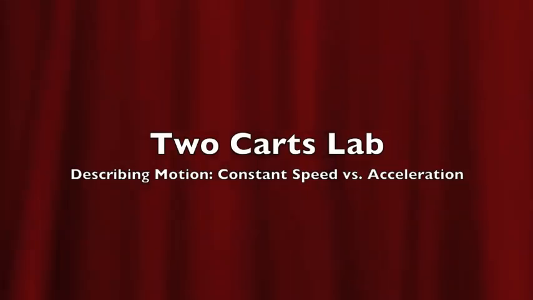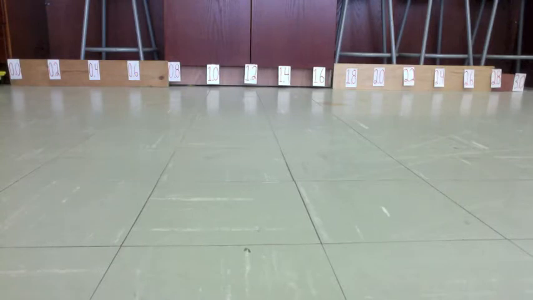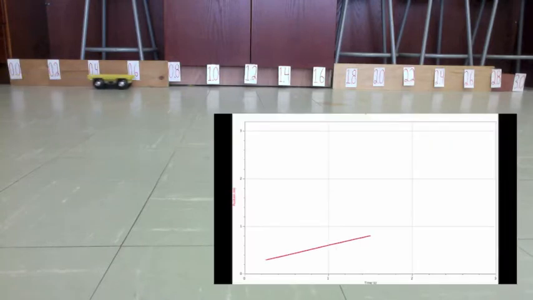In the two-car lab, we're going to describe the motion of two cars as either constant speed or acceleration. We can set up a motion detector to graph the motion of the large Jeep. Here is that graph.